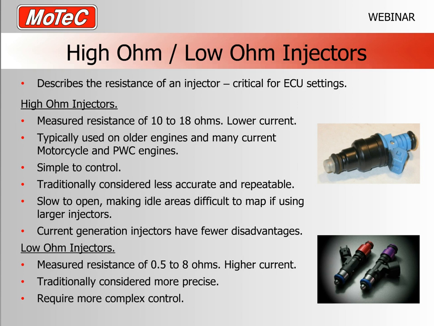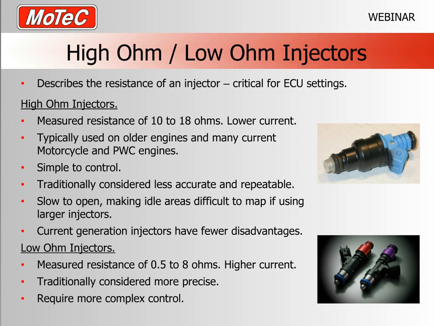High ohm injectors are the older style of injector. They generally measure about 10 to 18 ohms of resistance, and they use a relatively low amount of current, say about 1 amp of current. These are very common on the earlier generation car engines, and they're still used on many modern car engines and also a great deal of motorcycle and PWC type engines.